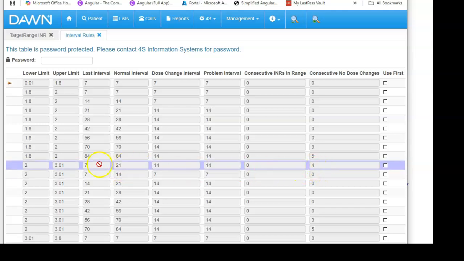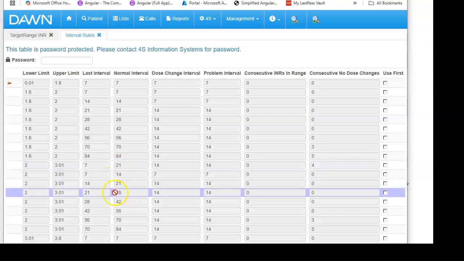Their stability and the fact they're in range this time means we can bump them up to 21 straight away, which just saves them having to start again climbing this ladder.